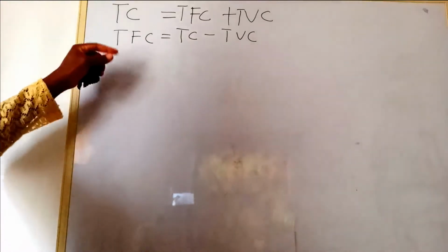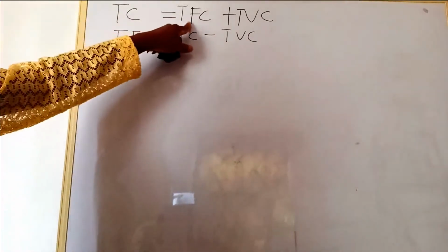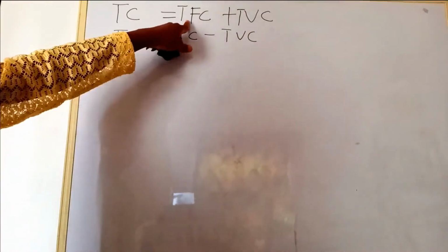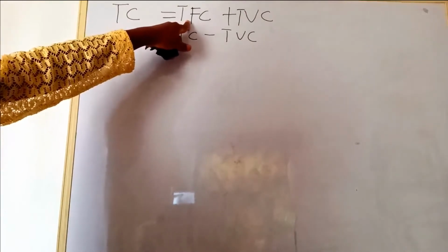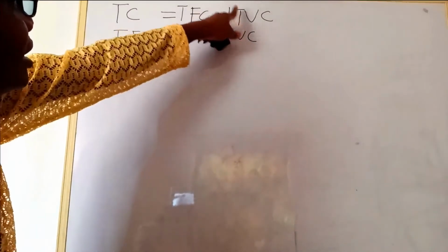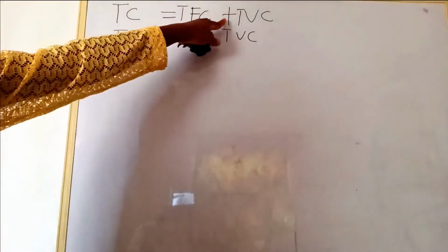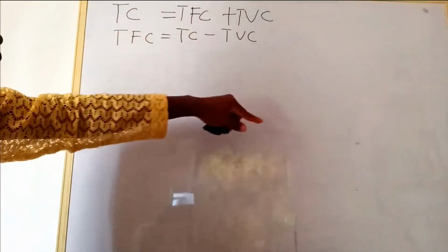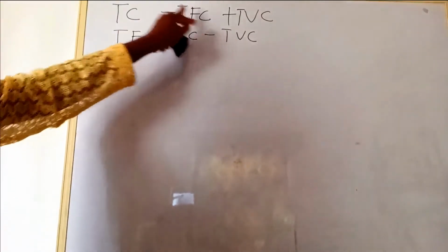What I just did here is simple. Total cost equals total fixed cost plus total variable cost. Assuming I want to make this the subject of the formula, I'm looking for this. All I need to do is just to bring this way. It becomes total cost, this positive sign crosses here as minus total variable cost. That's what we have here: total cost minus total variable cost. We are looking for this, so it stays here.